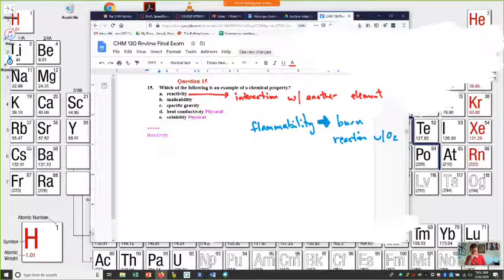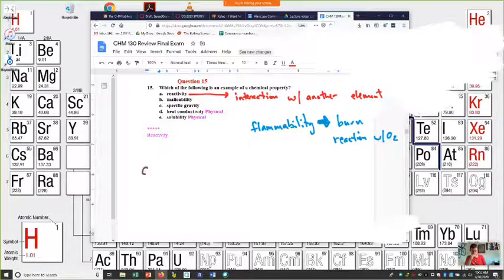So yeah, I think it's kind of a dumb question in that respect. I think a better way to phrase it is to go off of the changes and say which of the following is an example of a chemical change, because now you can get a lot more specific and you can reference things and get a better concept knowledge down than referencing chemical properties.